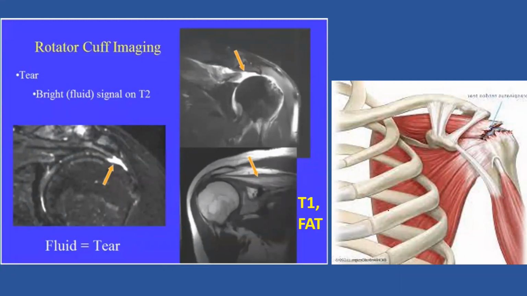Now, on T1, you can tell, even if you don't have a tear, you can tell whether there is fat infiltration of the rotator cuff. This is very important for us because the amount of fat infiltration tells us whether, if we repair the rotator cuff, we can have a healing or not, or whether it would rupture later on in life.